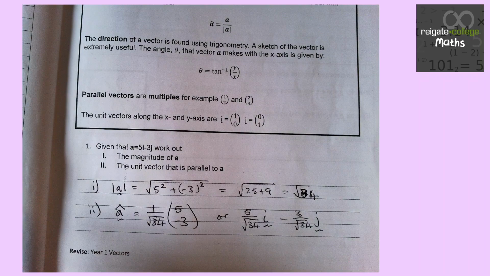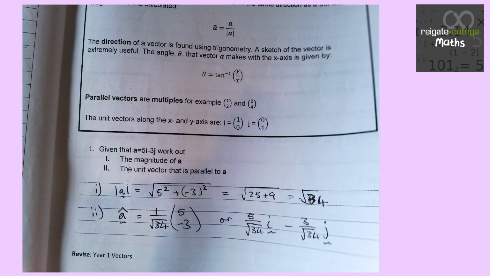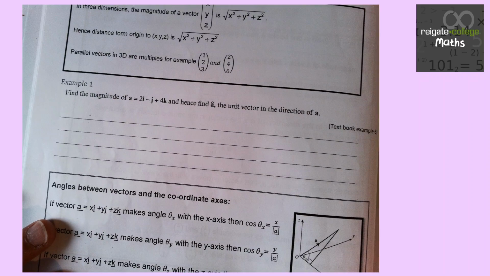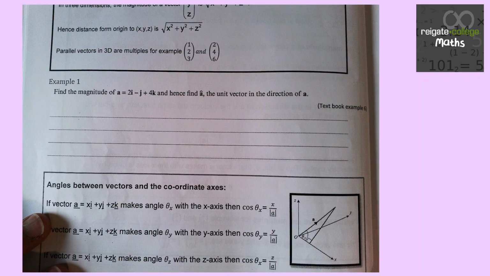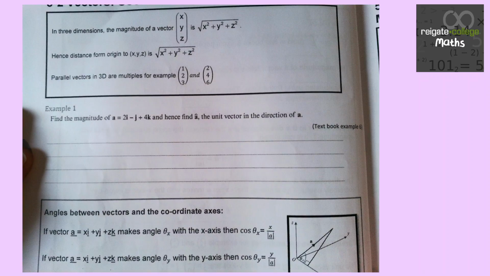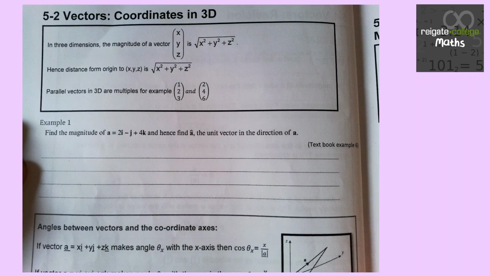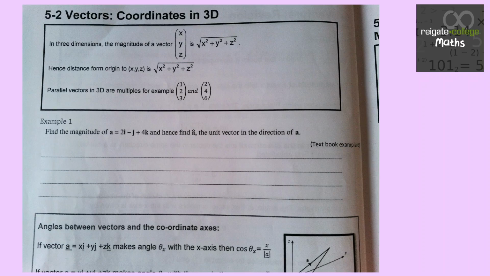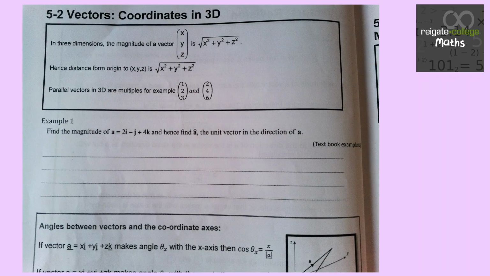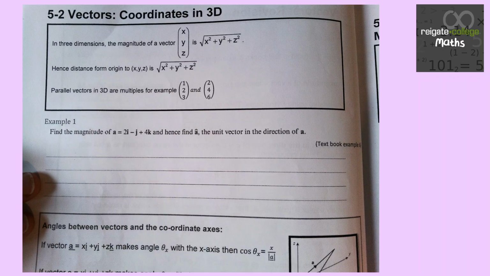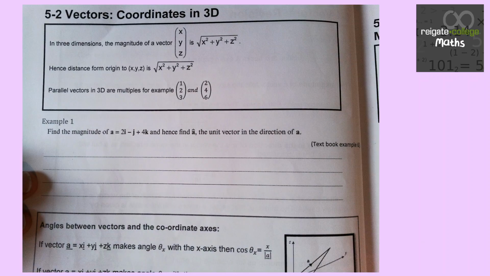Okay, we're going to go over the page now. One of the things that we do in the Year 2 work is we apply those ideas but in 3 dimensions rather than 2. In 3 dimensions we use Pythagoras to find the magnitude of the vector again, and we can also find a unit vector in exactly the same way.